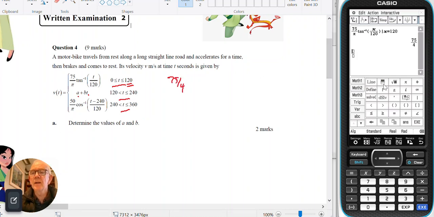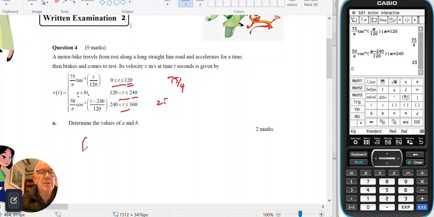And looking at the second one, I've got 50 on pi, inverse cosine of fraction x minus 240 over 120, and this time it's given x equals, on the join, is 240. And that gives me 25, so 25 on the join.